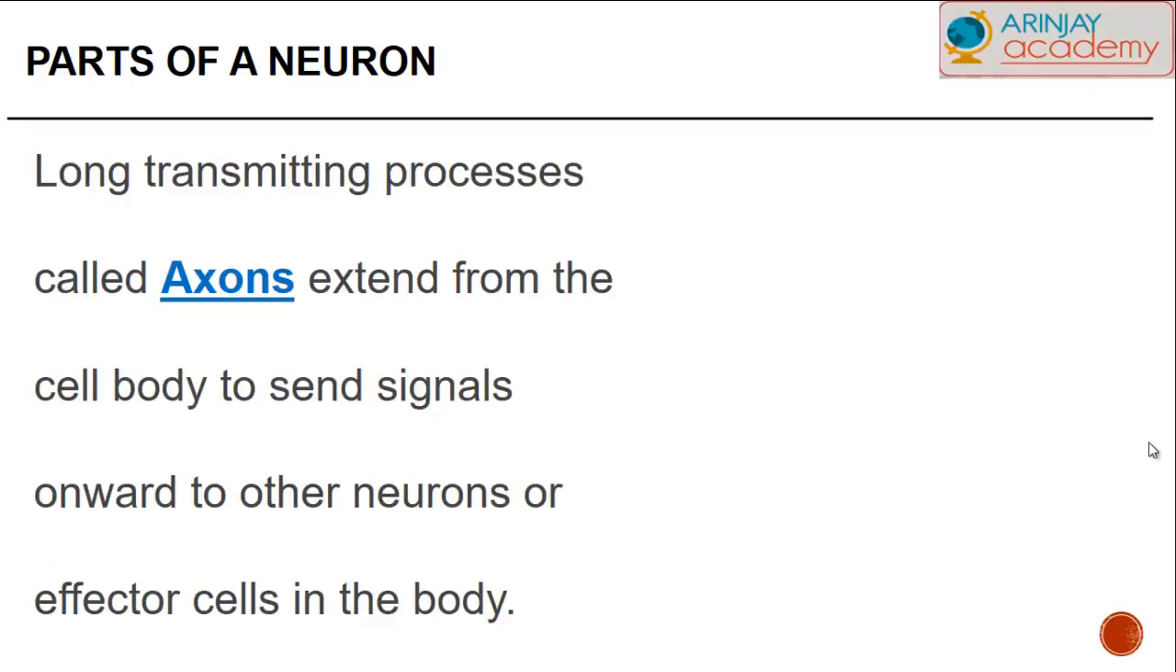The axon is basically a transmitting process, or we could say like a wire, that extends from the cell body and helps to send signals onwards to another neuron, other neurons, or effectors, which are basically muscles or limbs within the body.